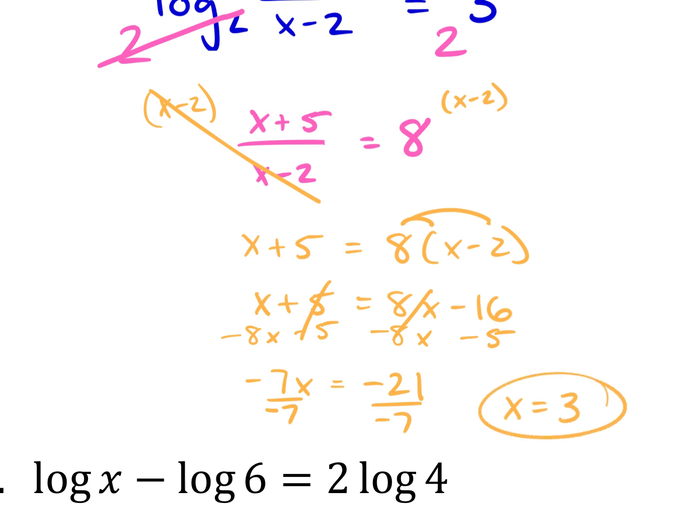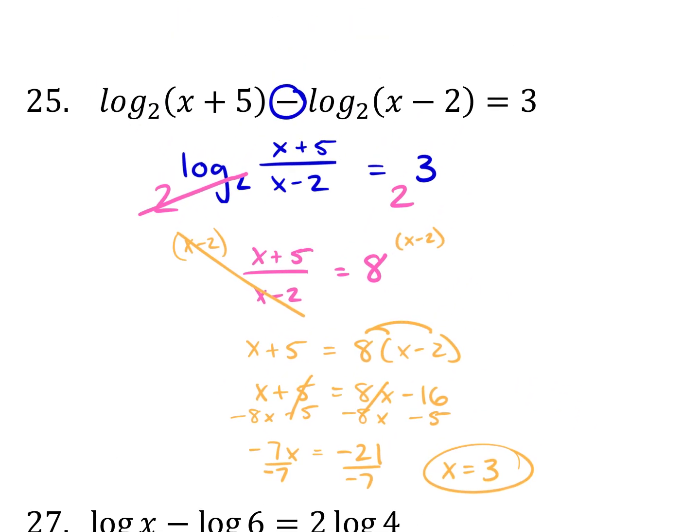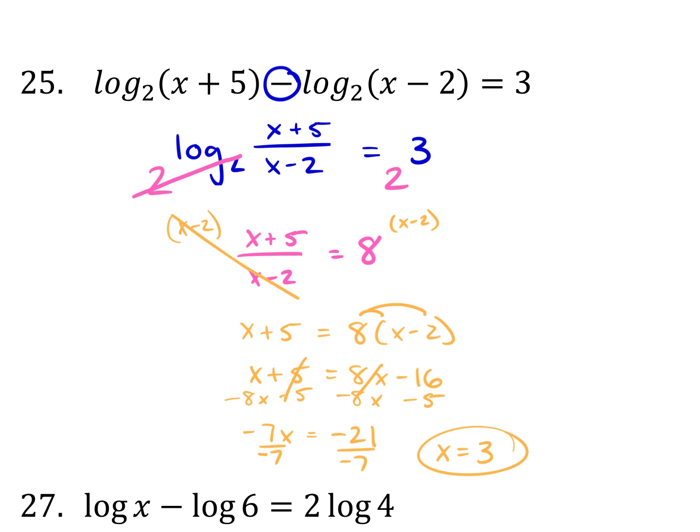What could I not take the log of? A negative. So you don't have to work it out all the way. Just lightly plug it in. See if it gives you the log of a negative number. 3 plus 5 is 8, so that's not negative. We're good. 3 minus 2 is 1, so that's not negative. We're good there too. So x equals 3 is our answer.